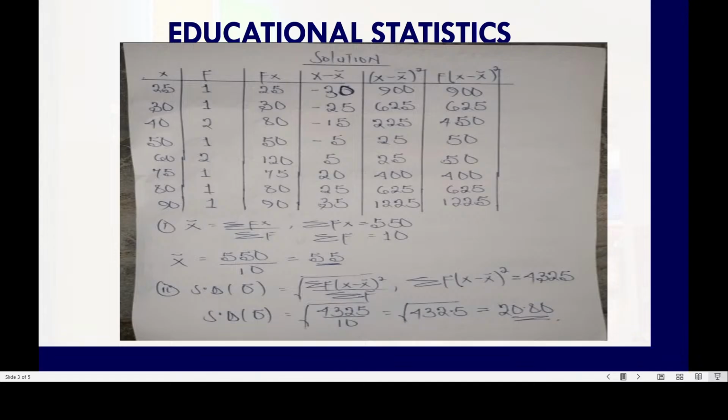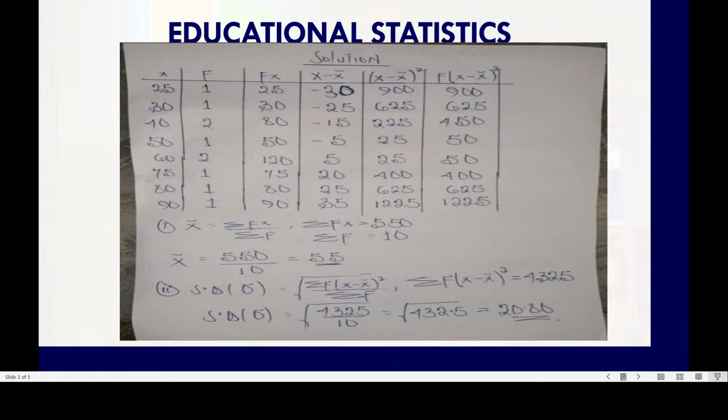How many times does 50 appear? It's 1. How many times does 60 appear? It's 2. 75 is 1. 80 is 1. 90 is 1. So I've gotten my f, I've gotten my x. But without fx, I cannot calculate the mean, because the formula is what is giving us the direction.